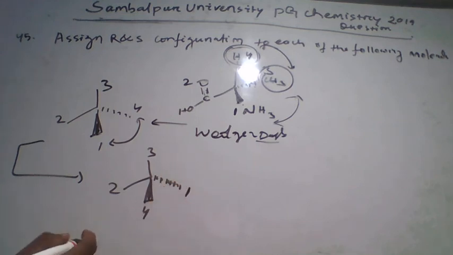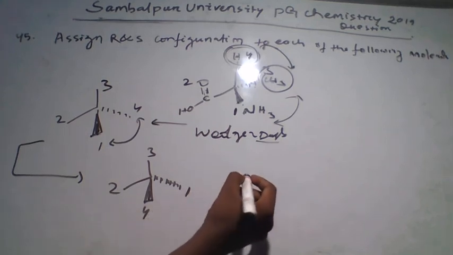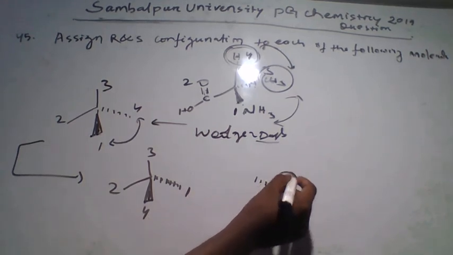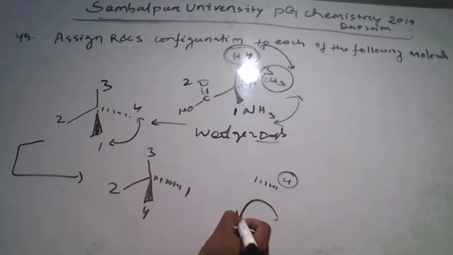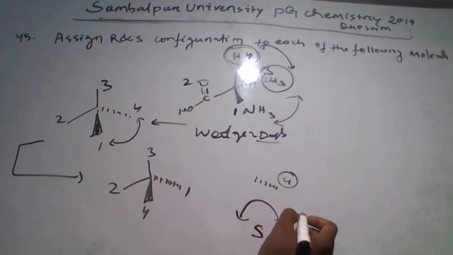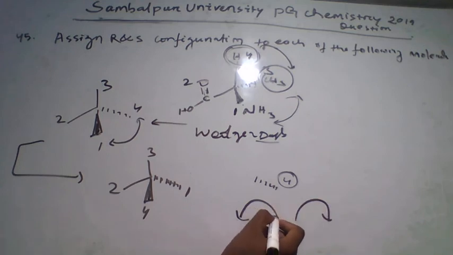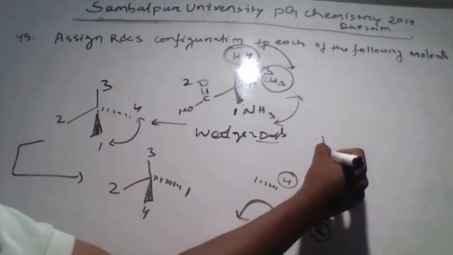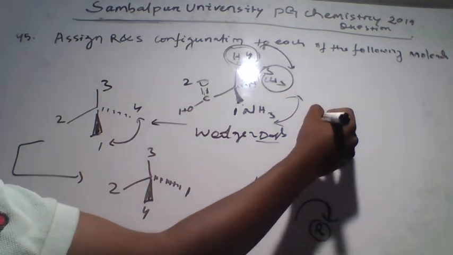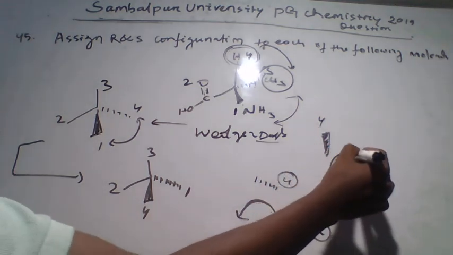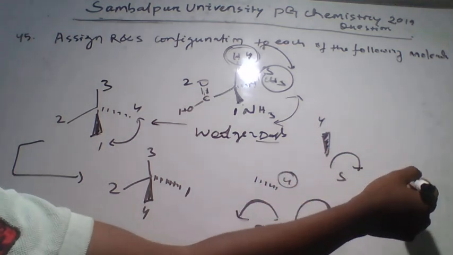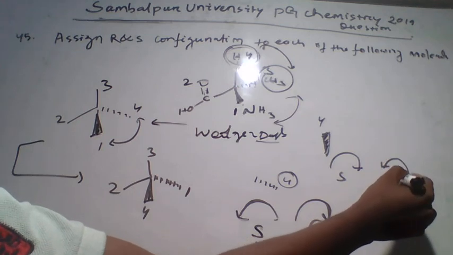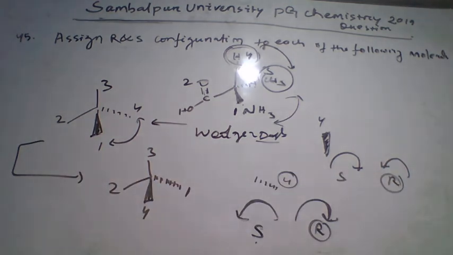And for this wedge-dash molecule, you have to remember two things. If the lowest priority is below the plane, if the rotation is clockwise direction, it is R configuration. If the rotation is anti-clockwise direction, it is S. If the fourth priority is above the plane, if the rotation is clockwise direction, it is S configuration. If the rotation is anti-clockwise direction, it is R configuration. Exactly reverse.